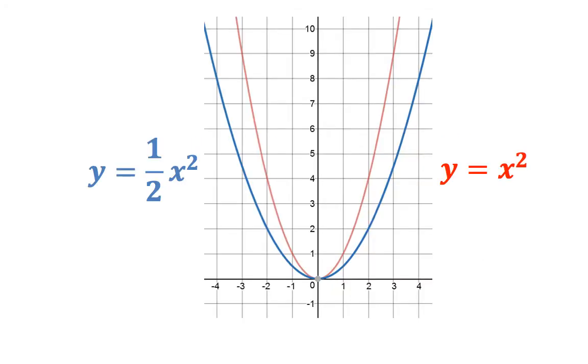The base parabola of y equals x squared is shown in red, and the newly transformed parabola of y equals 1/2 x squared is shown in blue. The value of a is 1/2, or 0.5, which means the value of a is between 0 and 1, which means it is compressed vertically. As you can see, the blue parabola is much wider.